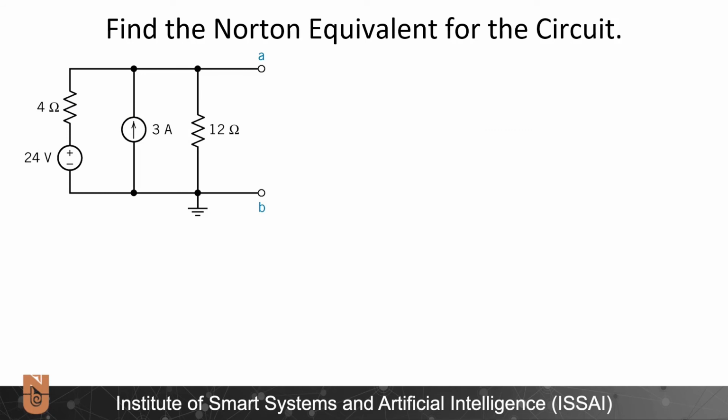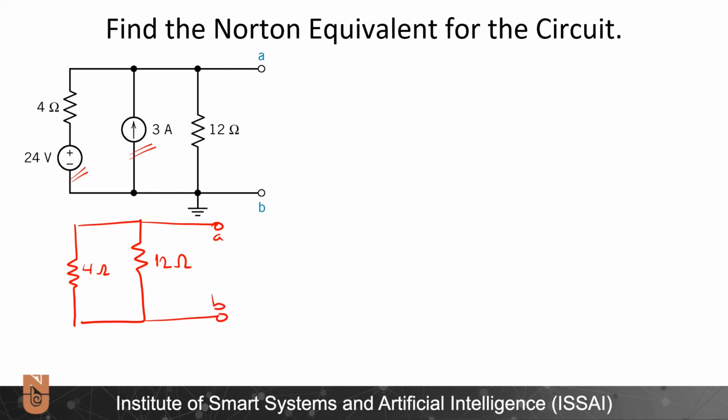I need to find the Norton equivalent circuit. I will start by finding the R Thevenin or R Norton by short circuiting the 24 volt voltage source and open circuiting the 3 amps current source. Accordingly, the circuit will become simply two resistors and the nodes A and B.